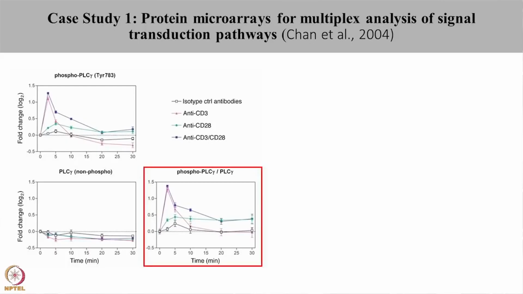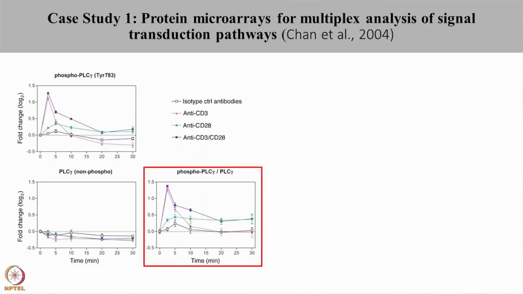The graph shown here shows the adjusted level of phosphorylated PLC gamma with the total phospholipase C present in the cell. So, in this graph you can see the phosphorylation kinetics did not change when the cells were treated with isotype control antibodies. However, when the cells were treated with anti-CD3 antibodies, a quick phosphorylation was seen at around 2.5 minutes, which then dropped at 10 minutes and reached the baseline level. The green line shows the phosphorylation level of PLC upon treatment with CD28. Here you can see that although the phosphorylation was less, it was sustained till 30 minutes.